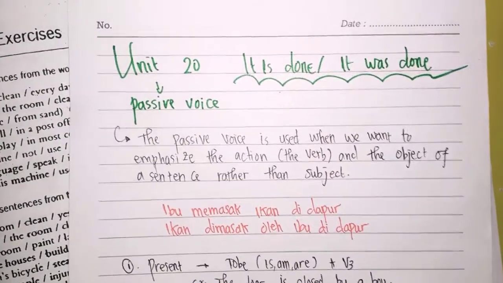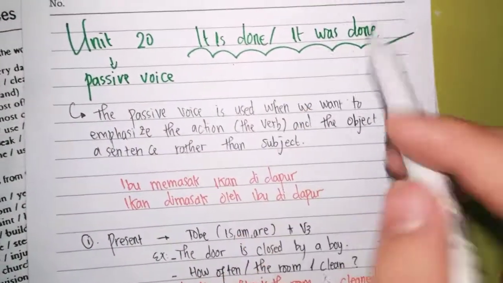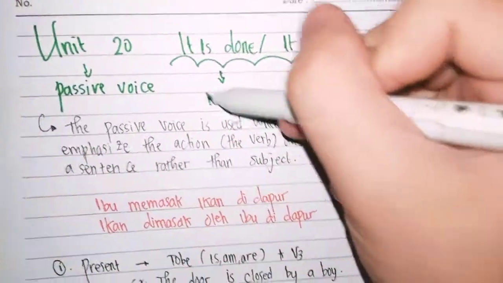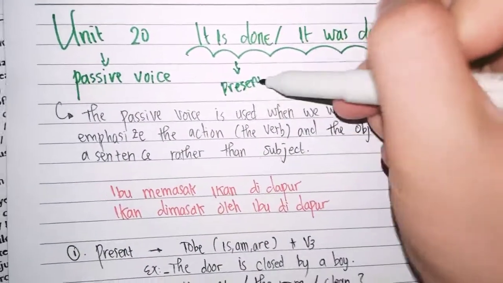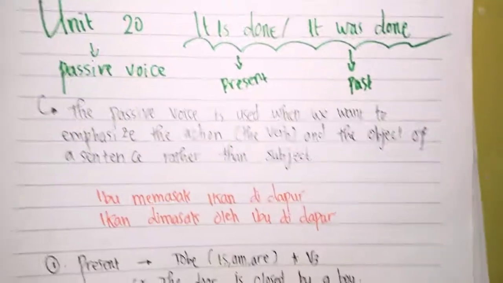So today we will have unit 20. It is about passive voice. It is done, it was done. Jadi first we have to know we only talk about present and past. Kita cuma belajar tentang present and past, but it is in passive voice.